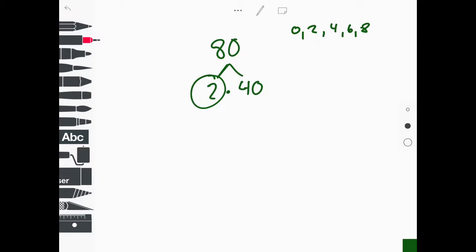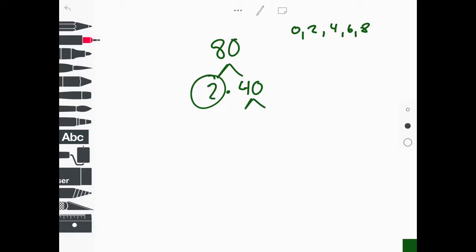Let's say we want to find the prime factorization of 80. We want to start by breaking it into its prime factors. The smallest prime number is 2. 80 is divisible by 2 because it ends in a 0. Remember, 0, 2, 4, 6, 8 are your even numbers if it ends in that. So 80 divided by 2, it's 2 times 40 as its factor pair. 2 is prime, we circle it.